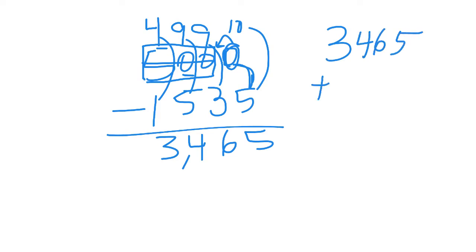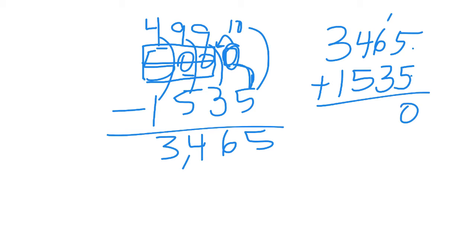3,465 plus 1,535 is equal to 5 plus 5 is 10. Bring the 1 up here. 6 and 3 is 9. Plus 1 more is 10 again. Bring the 1 up here. 1 plus 4 is 5. And 5 more makes 10 again. Regroup with the 1. 1, 3, and 1 makes 5. 5,000 matches up with that 5,000 up there.